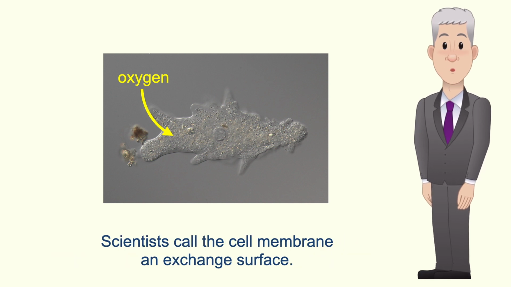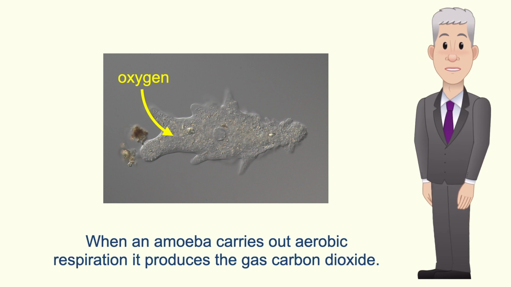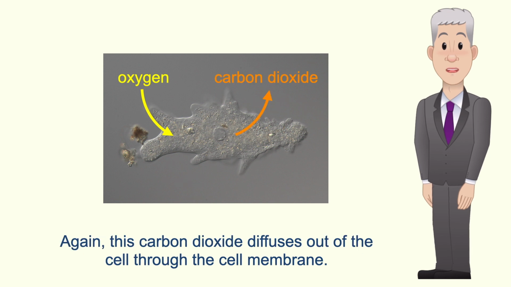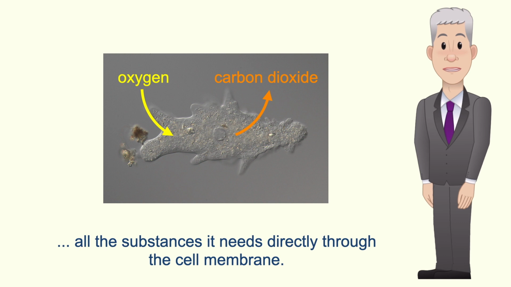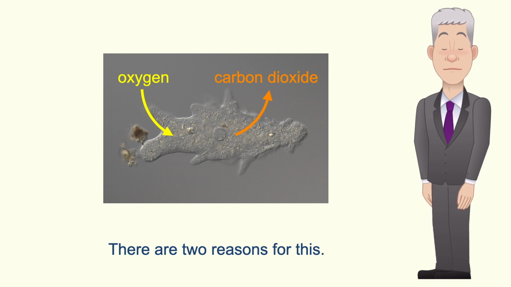Scientists call the cell membrane an exchange surface. When an amoeba carries out aerobic respiration, it produces the gas carbon dioxide, and again this carbon dioxide diffuses out of the cell through the cell membrane. Now, in microscopic organisms such as amoeba, the organism can exchange all the substances it needs directly through the cell membrane, and there are two reasons for this.